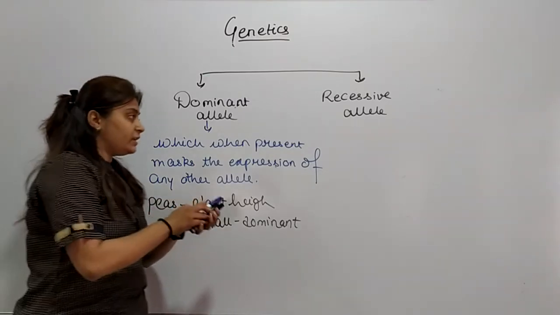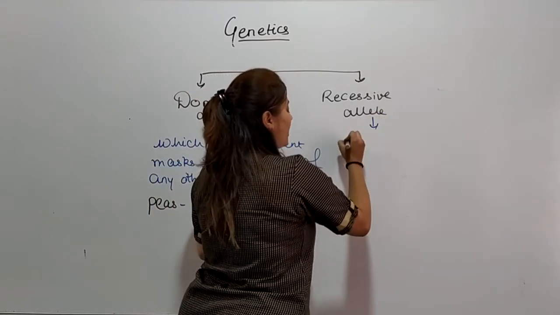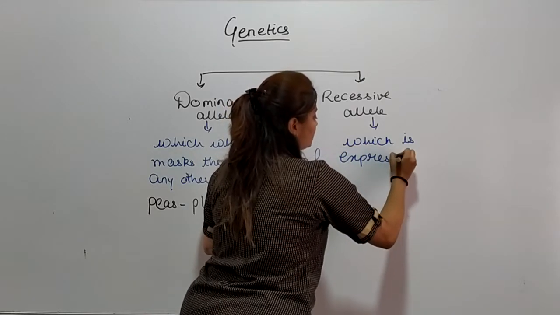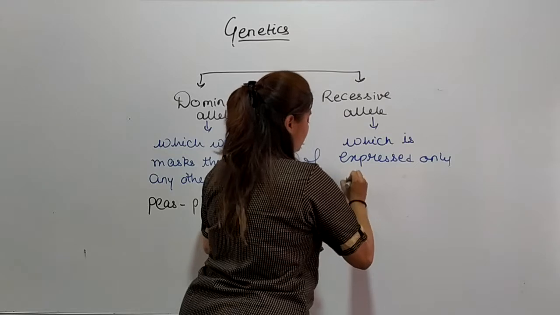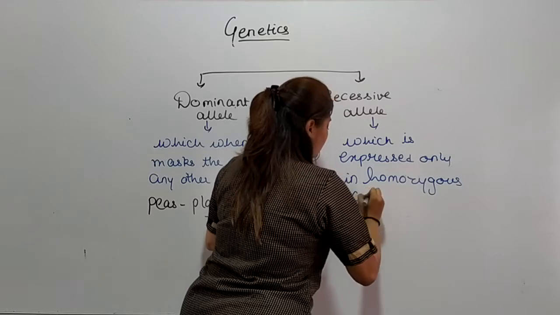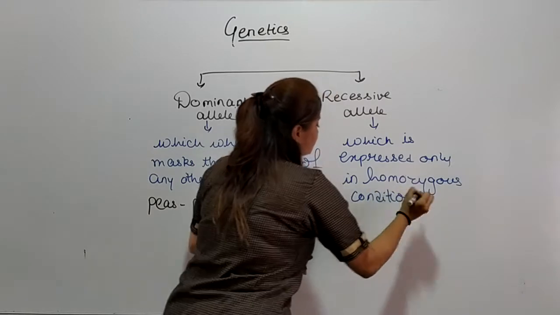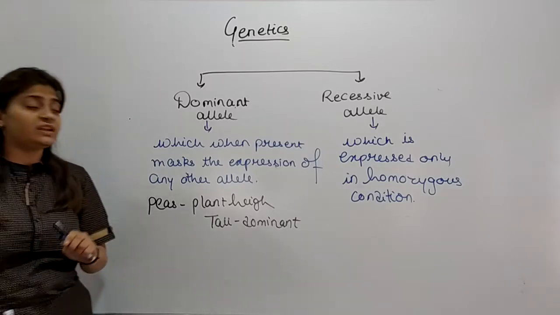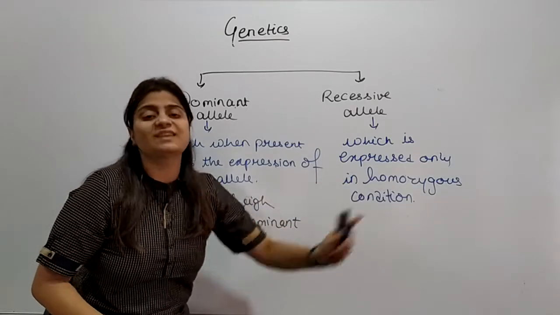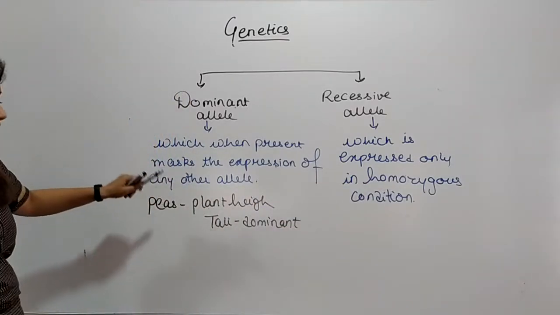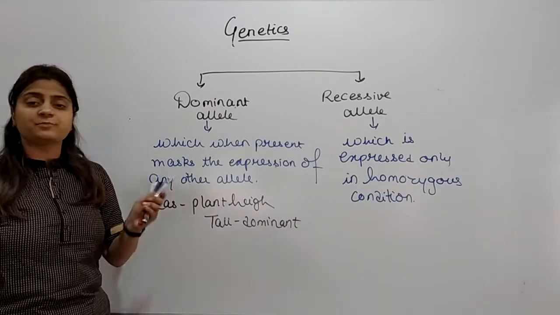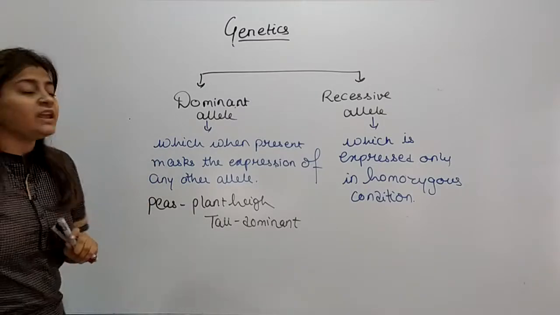Coming to recessive allele. Recessive allele is the one which is expressed only and only in homozygous condition. Make sure it is not homologous, it is homozygous. Okay, so dominant allele is clear. It is the one which when present masks the expression of any other allele which is present with it. Only this allele will be expressed.